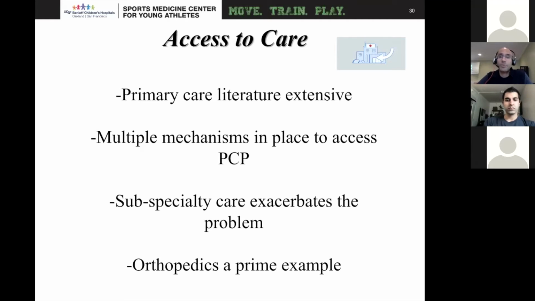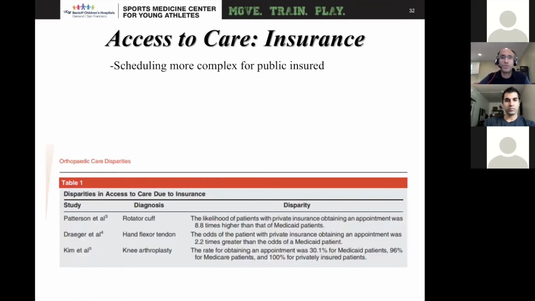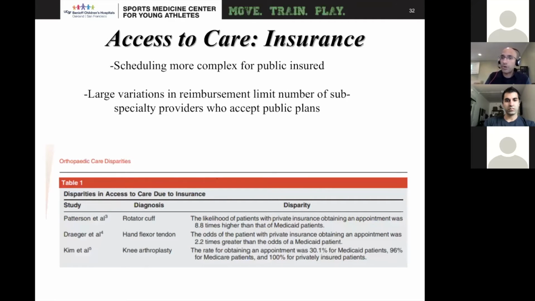And orthopedics is a prime example. If you ask people who treats sports medicine injuries or who takes care of pediatric patients, they don't know. So are we even doing a good job of informing our ERs, our primary care providers, where they need to go to access care? Insurance status plays a role too. Scheduling is more complex for publicly insured patients. And then from a provider level, there's large variations in reimbursement.